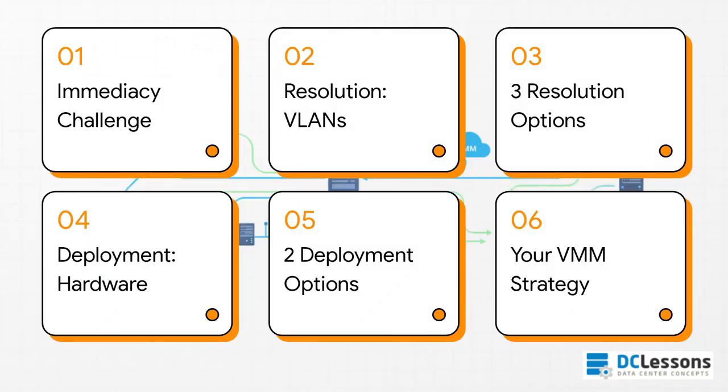So here's our game plan. We're going to start with what's called resolution immediacy. That's all about VLANs, and we'll look at its three options. Then we'll shift gears and cover a related but different concept, deployment immediacy. And finally, we'll tie it all together to help you build the perfect strategy for your network.